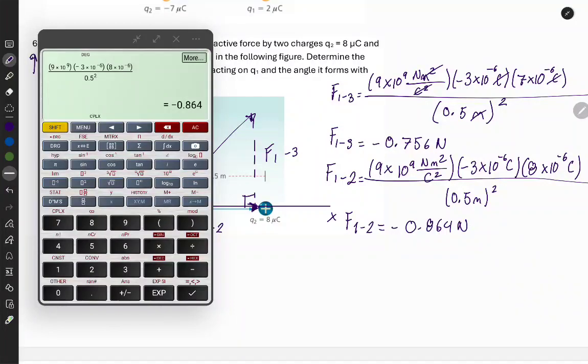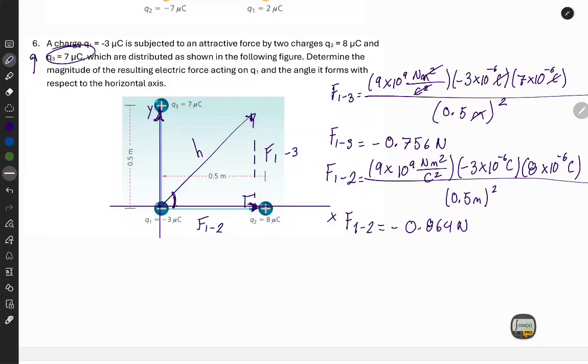0.864 newtons. The sign is telling you the direction of the force, so the charges are attracting each other. Q2, for example, is higher than Q1, so this force goes from here to here, and Q3 is higher than Q1, so the force is from here to here.